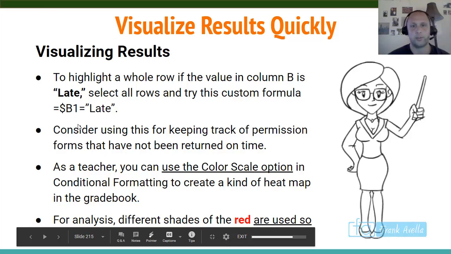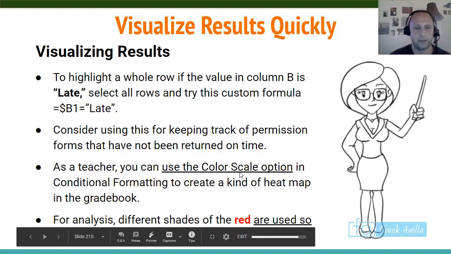Consider using this for keeping track of permission forms. So if permission forms aren't turned in on time, as a teacher, you can use the color scale option in conditional formatting to create a kind of heat map. Now the fifth tab I showed you was the heat map one, which I thought was kind of cool.